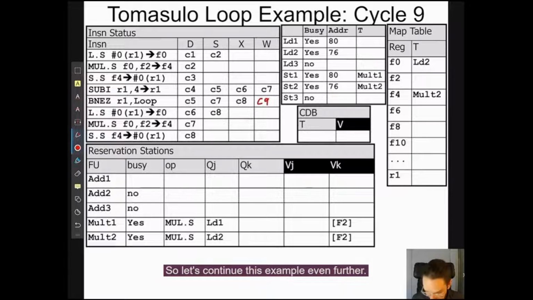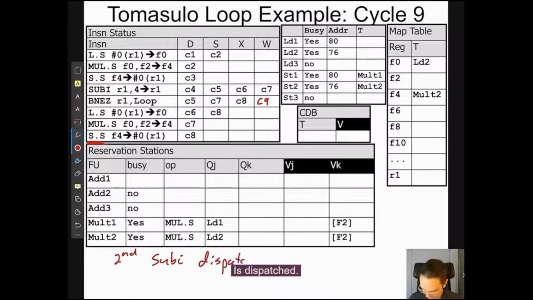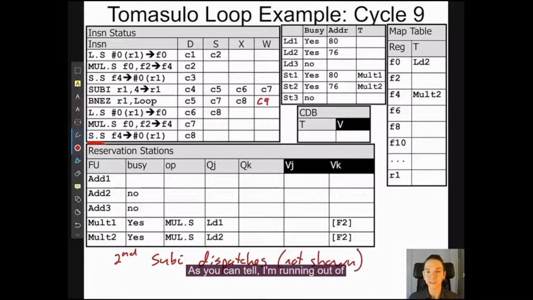So let's continue this example even further, even past this store instruction, and assume the loop is repeating and repeating. In fact, in this cycle, the second subtract I instruction is dispatched, which is not shown. As you can tell, I'm running out of space in my number of instructions here, so I hope you can imagine a sequence of instructions continuing on in this repetitive pattern.